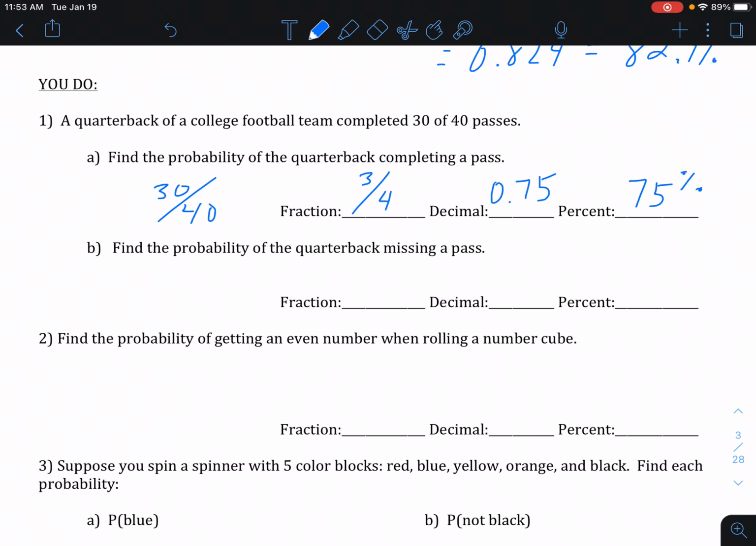Letter B, find the probability of the quarterback missing a pass. That would be 10 out of 40. If he completed 30, he would miss 10 times. So that fraction reduces to 1 out of 4. The decimal would be 0.25, and the percent would be 25%.